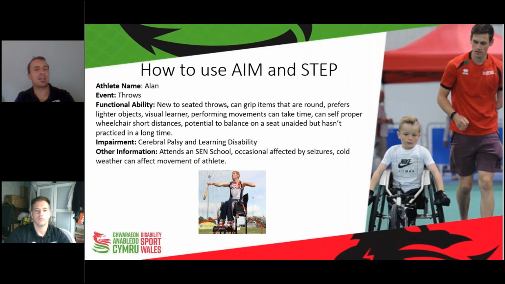Other information: Alan attends an SEN school and is occasionally affected by seizures. Cold weather can affect the movement of Alan. If it's freezing cold outside, because he's got cerebral palsy, his muscles may become very stiff and rigid in the cold. He needs a warm environment where he can be loose and he can practice and throw. So in a cold environment, he may not perform as he would in a warmer environment. So it's all about thinking about these factors and thinking, okay, actually, I know in winter my track is absolutely freezing. So how can we get Alan participating throughout winter in an environment which he finds enjoyable and he's still getting coached?